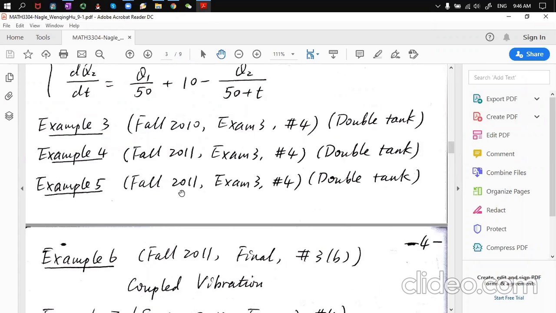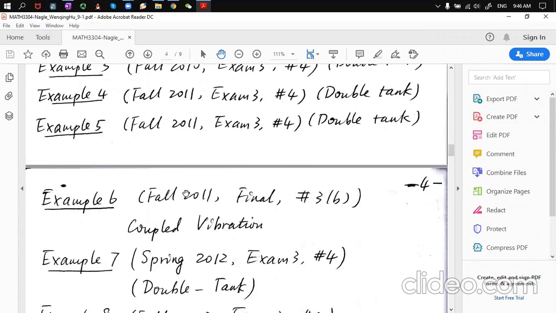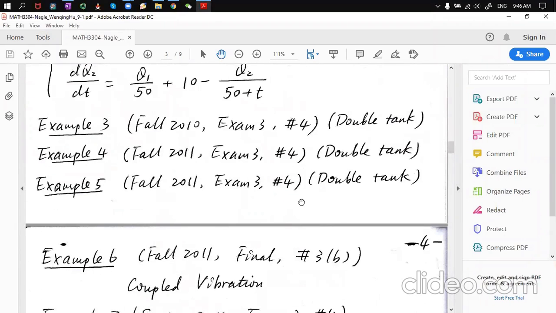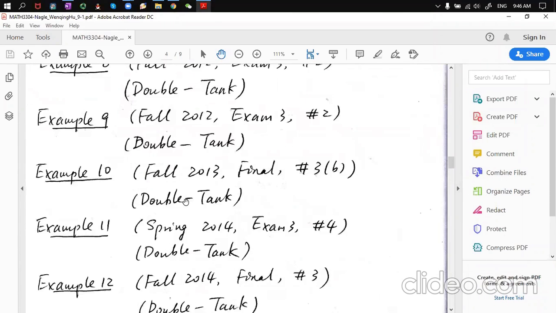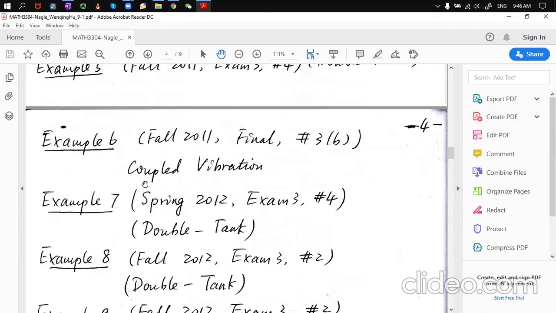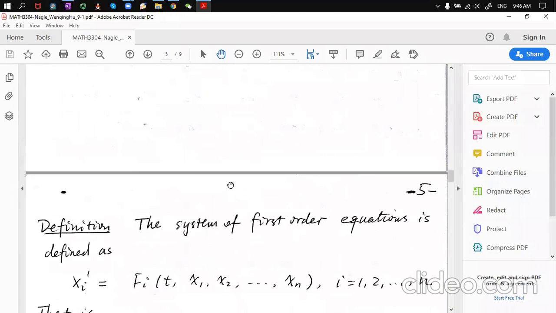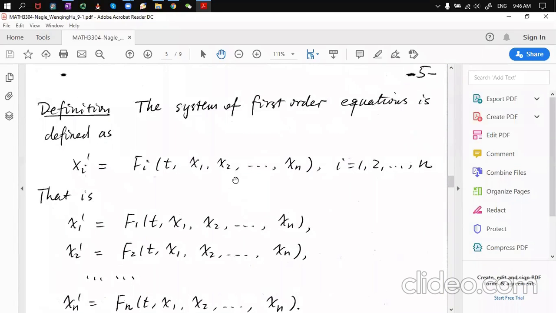Okay, so here I have listed many relevant exercises for you to practice. And you can see that most of them are double tank problems, right? But very occasionally they also test the coupled vibration, which means that you have two oscillators vibrating, right? So with the first example we talked about in today's lecture. Okay, so let me finish today's lecture by talking about the system of first order equations, right?